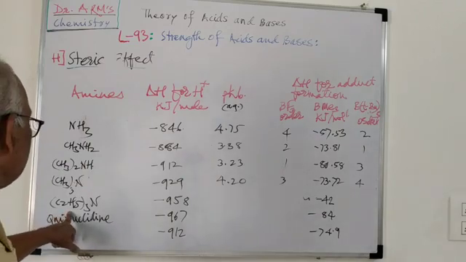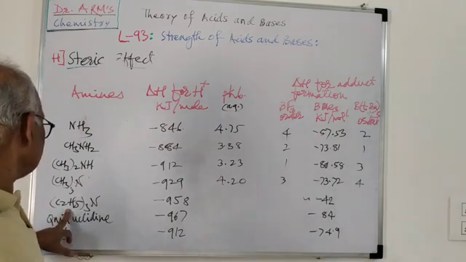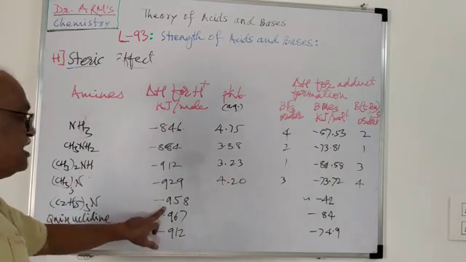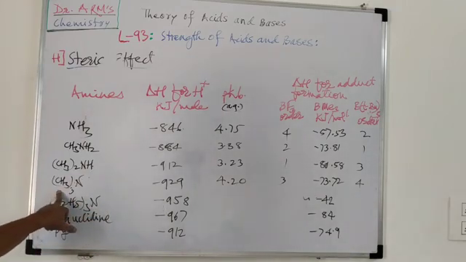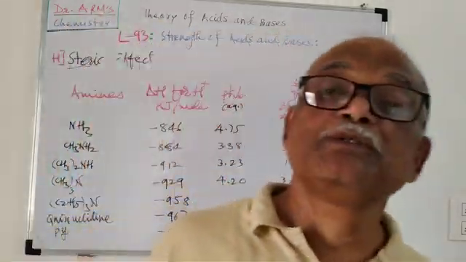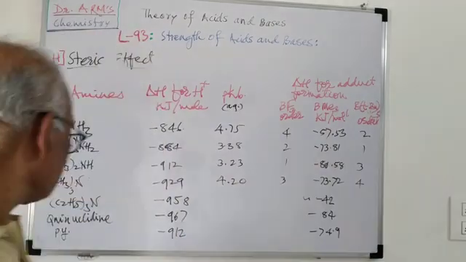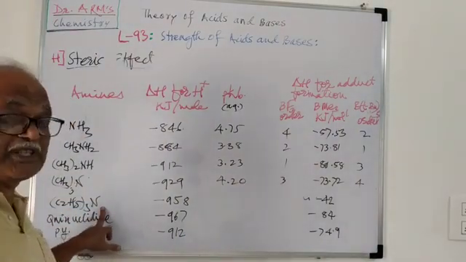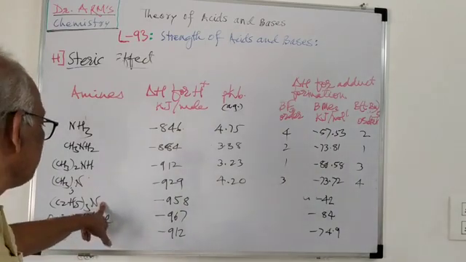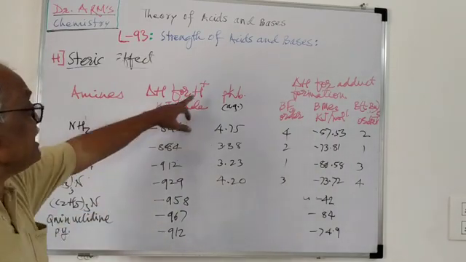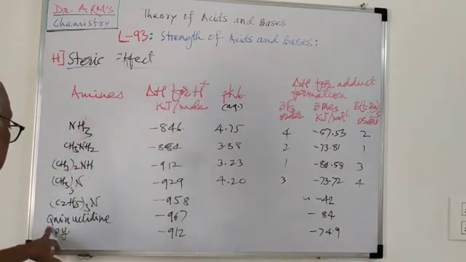Again, if we come here to triethylamine, the value is again increasing. So compared to methyl, the ethyl group is more electron donating, and there are 3 such electron donating groups attached to this nitrogen. Therefore, the strength of triethylamine is more when the acid is H plus.